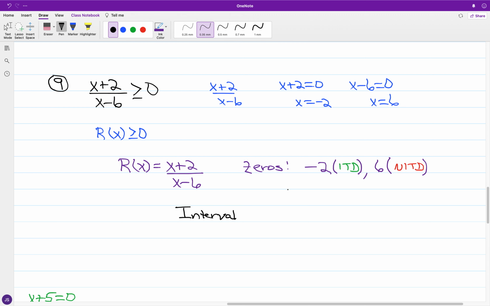And in the case of the intervals, okay, so we have starting from -infinity, approaching -2. You have between -2 and 6. And finally, we have that set of values x greater than 6.